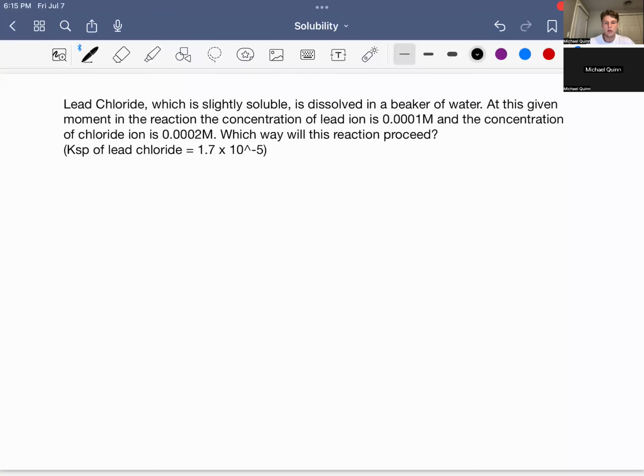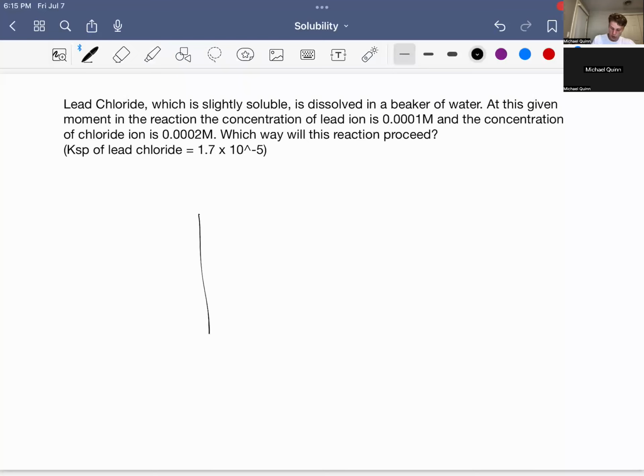In this video, I'm going to be using the concepts that we have gone over in this module to solve some practice problems associated with solubility. So our first question says, lead chloride, which is slightly soluble, is dissolved in a beaker of water. At this given moment in the reaction, the concentration of lead is 0.0001 molar and the concentration of chloride is 0.0002 molar. Which way will this reaction proceed?